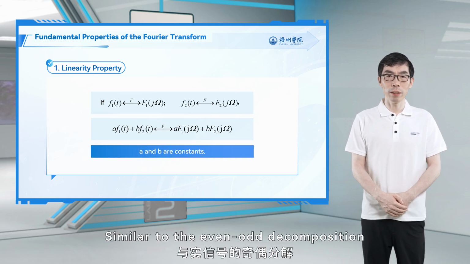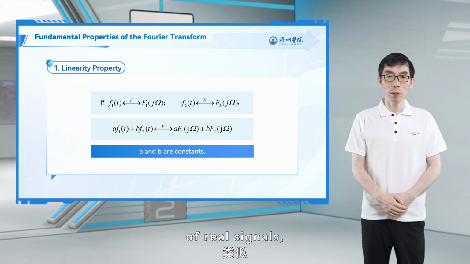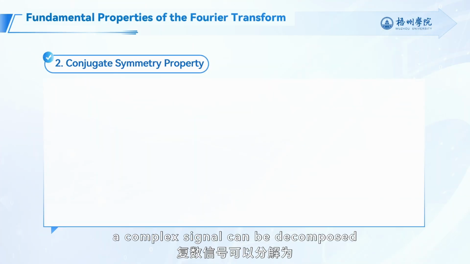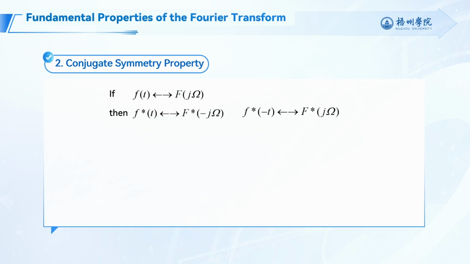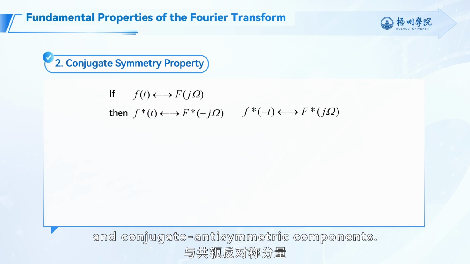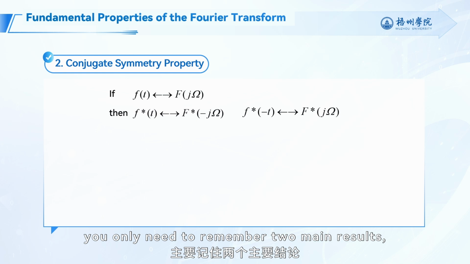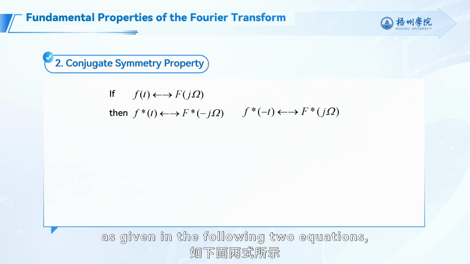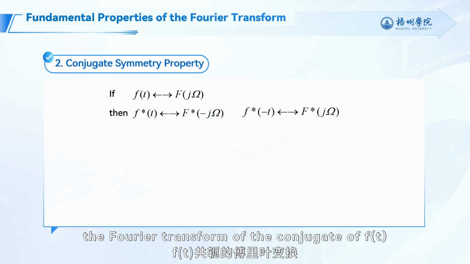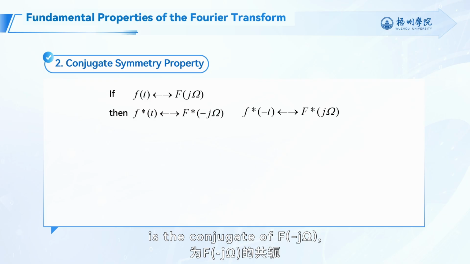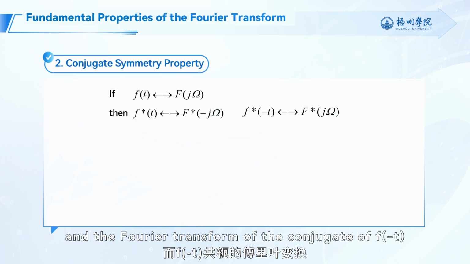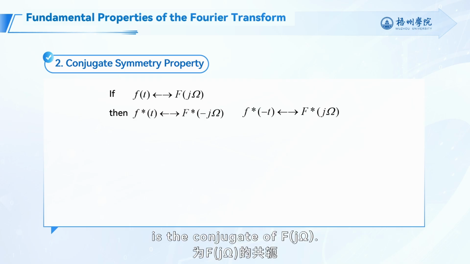Similar to the even-odd decomposition of real signals, a complex signal can be decomposed into conjugate symmetric and conjugate antisymmetric components. Regarding conjugate symmetry, you only need to remember two main results, as given in the following two equations. Namely, the Fourier transform of the conjugate of f of t is the conjugate of F of negative j omega, and the Fourier transform of the conjugate of f of negative t is the conjugate of F of j omega.